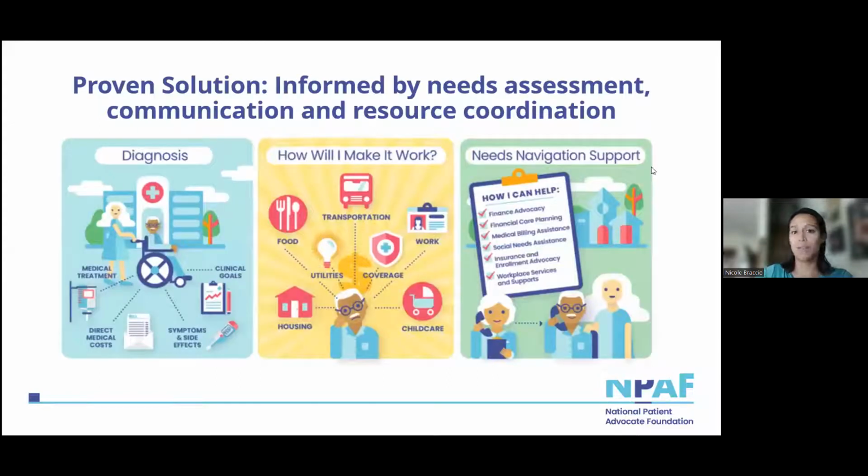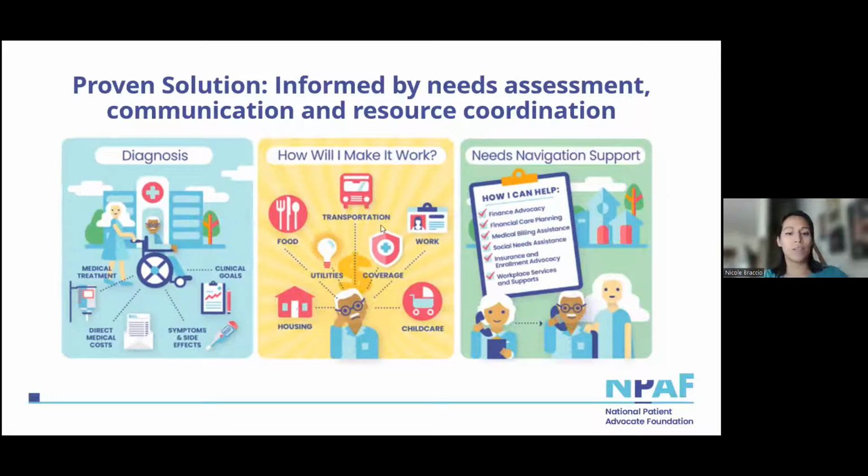But the good news is there is a proven solution. I'll just talk through this diagram for a quick moment, but we all know when a patient or caregiver is diagnosed with a health condition, there are a number of factors that they're considering. Often if it's a complex and serious condition, first they're contending with treatment decisions around what medications or treatments should be pursued. That comes with direct medical costs and questions about clinical goals, symptoms, and side effects.